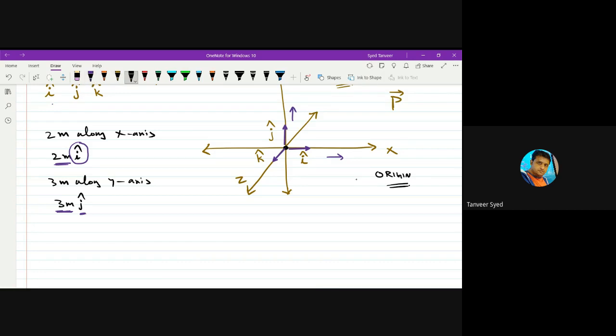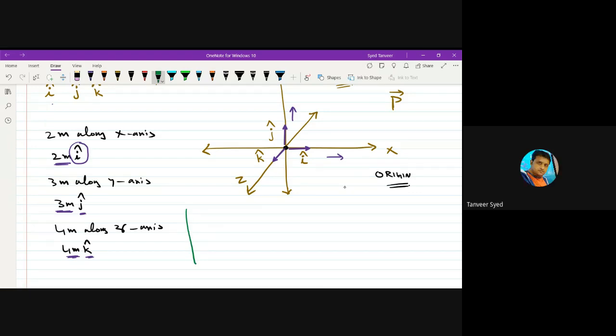If I tell you 4 meter along z axis, I will write it like 4 meter k cap. So 4 meter tells you the distance, magnitude. K cap gives you the direction, z axis. Okay. Now, sir, another small thing. We take the unit as meter only, right?